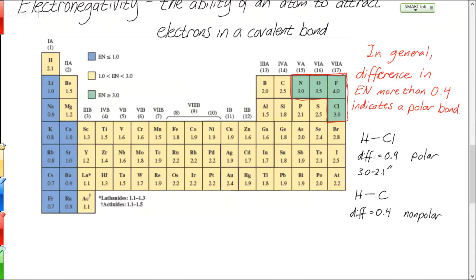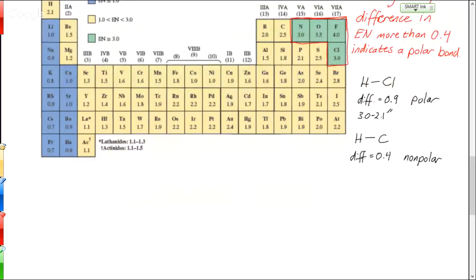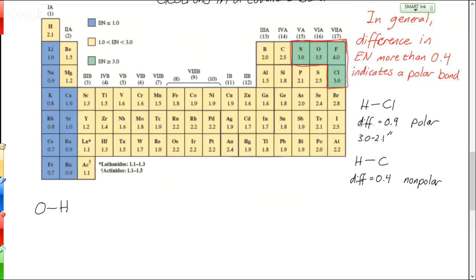If we look at something like water, water is made up of O-H bonds. So what's the difference in electronegativity between O and H? Let's see. Yeah, it's 1.4, so pretty significant. So that one's very polar, and in a couple chapters we'll see why that has some pretty major effects.